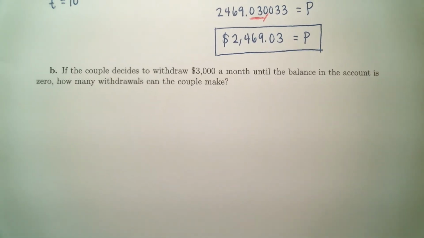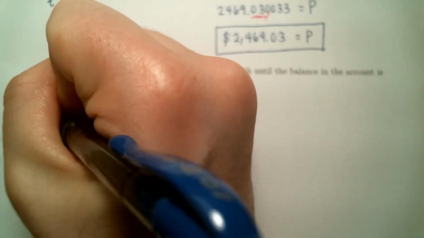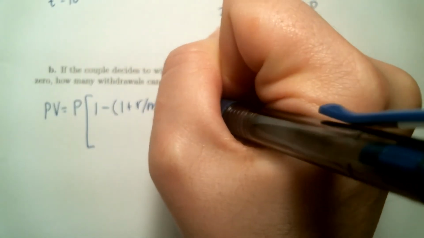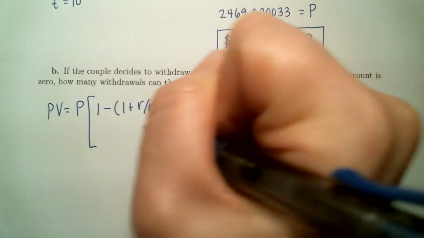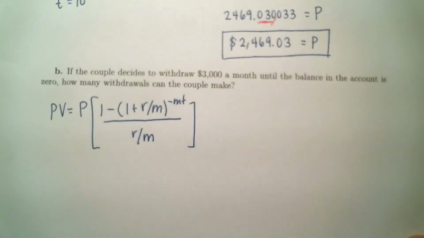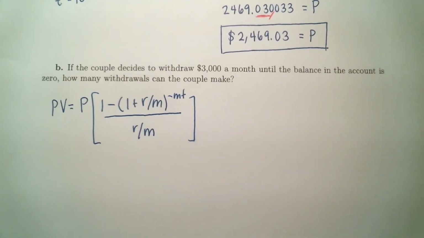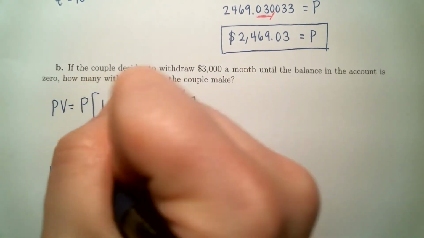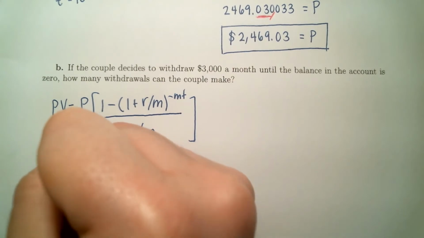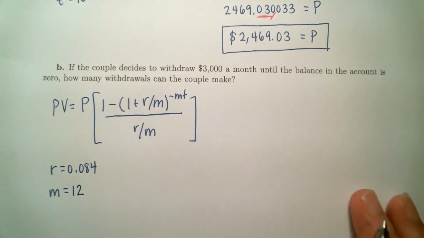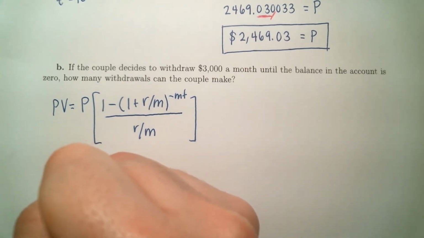We're still going to use our present value formula, so let me write it down again. Like I said, this is an annuity being paid out. We are receiving the payments here. So here's our formula. We still have the same interest rate, we still have the same M value, and T is what we're looking for here.